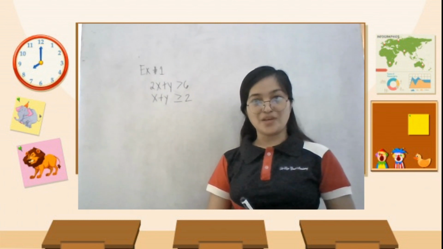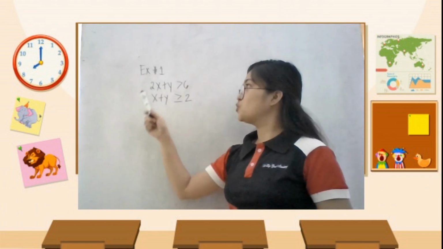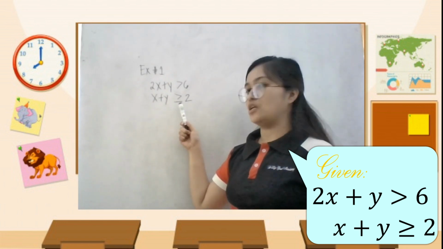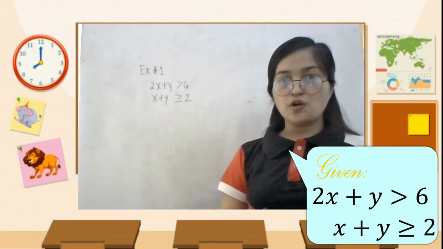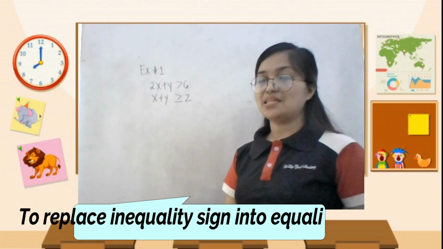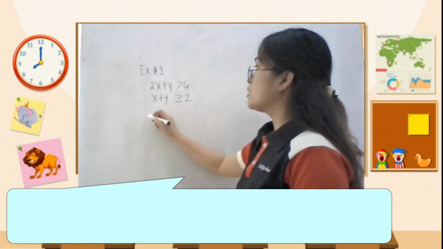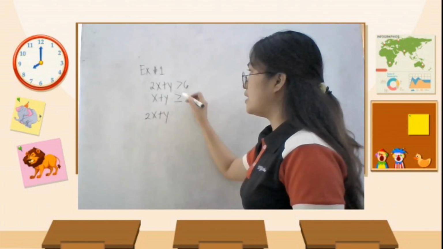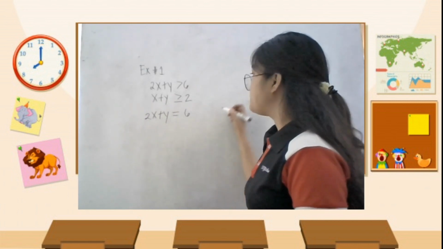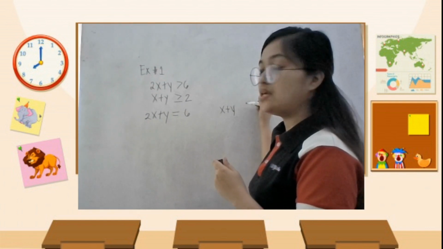Now let's proceed with graphing systems of linear inequalities with this example. So we have 2x plus y is greater than or equal to 6 and x plus y is greater than or equal to 2. Okay, let's go back with the process. The first method for this is to replace inequality sign into equal sign. So let's have the first inequality, which is 2x plus y, and the greater than would be equal sign, equals 6. And the other one is x plus y, the greater than or equal would be equal sign, so equal to 2.